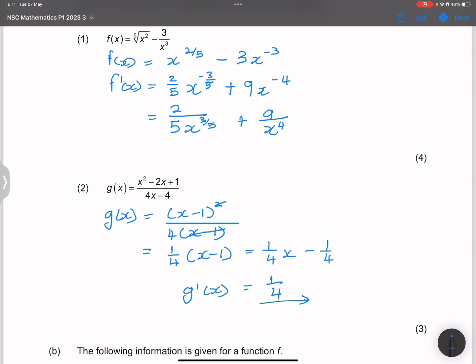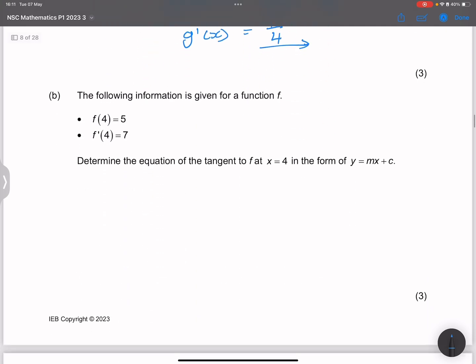The next question, they say the following information is given for a function f. So f of 4 is 5, and f prime 4 is equal to 7. They say determine the equation of the tangent to f at x is equal to 4 in the form y is equal to mx plus c. Note in this case, by giving us f prime at 4, this is the gradient of that tangent. So we already know that the equation is going to be y is equal to 7x plus c.